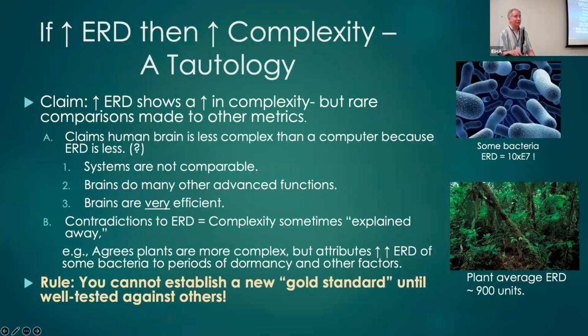Now, there's also a problem. One of the biggest problems of this metric as described is there's a tautology. He essentially concludes that if something has a higher energy rate density, it is therefore more complex. You can't set a golden standard until it's proven against other standards as well as intuitive sense.